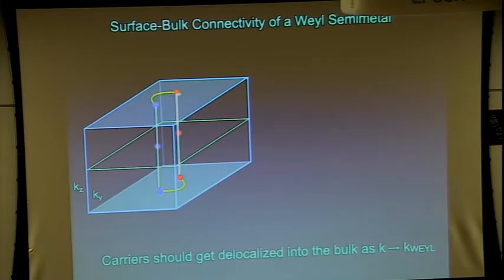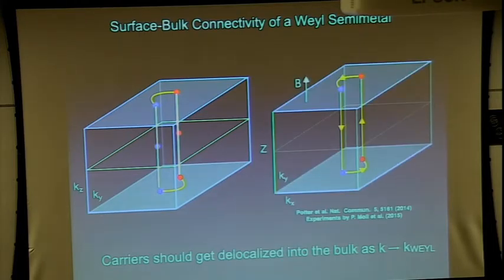So this is a very strange situation where you have an electron living on top of this topological Fermi arc surface state on the top. If you hit this projection of the bulk Weyl point, it is possible for you to delocalize through the bulk of the sample and come out on the other end.